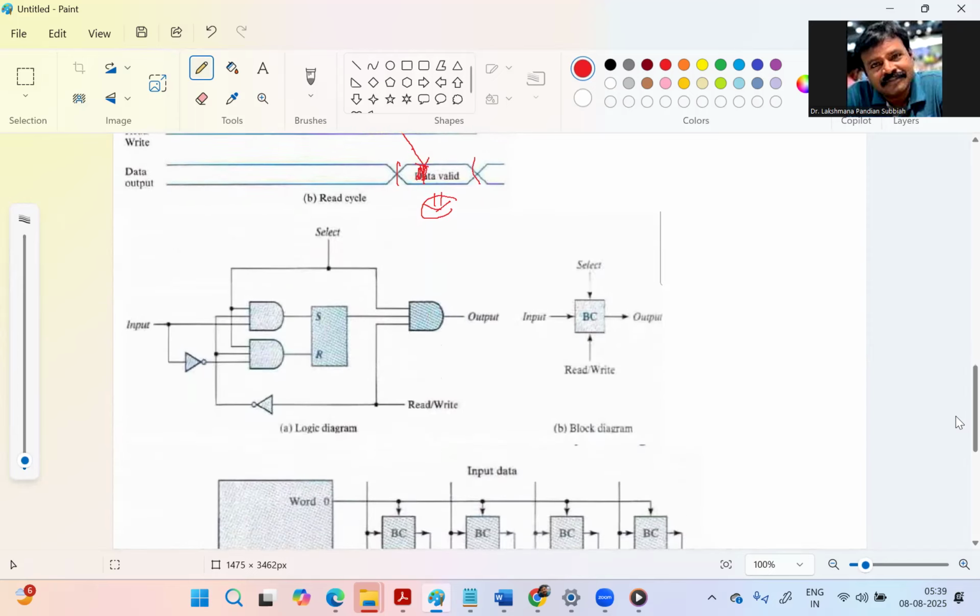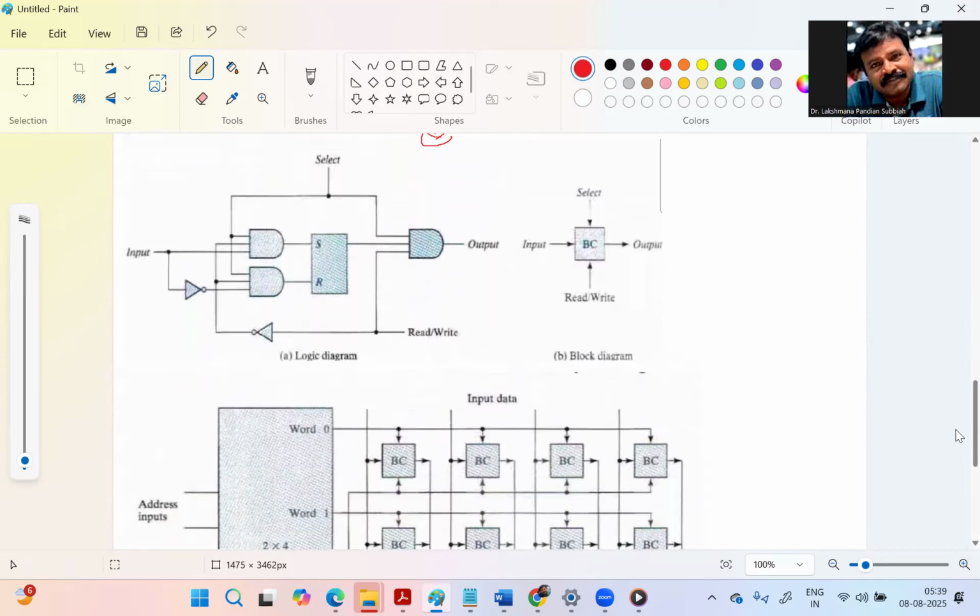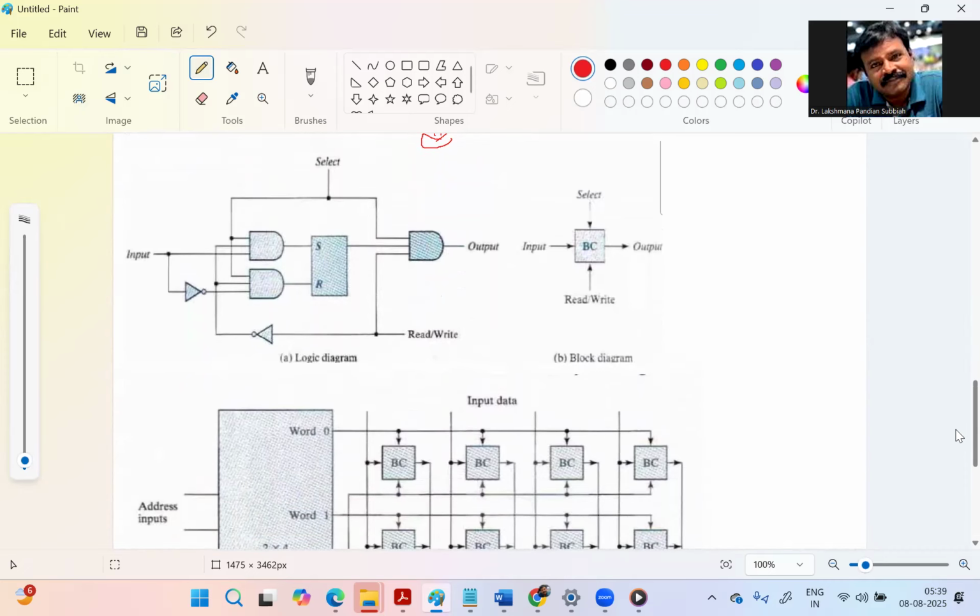Now, this is a basic memory cell using an SR latch. In the last class we discussed only a simple circuit. Now here you have to go for the latch circuit.